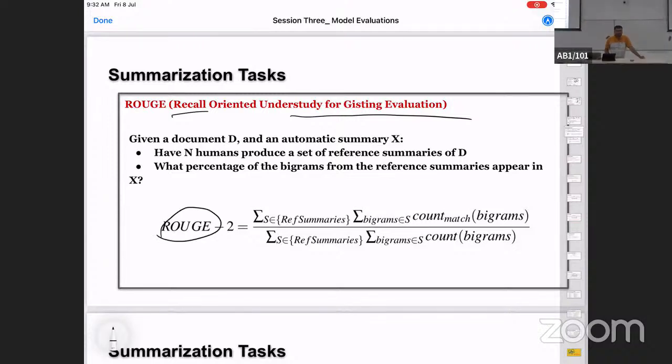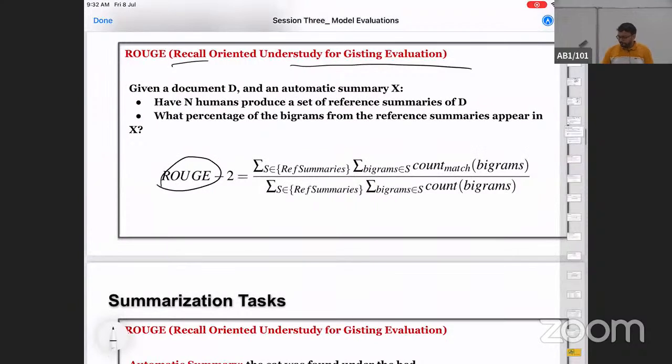Okay, so what it does is the following. I'm talking about this ROUGE-2. ROUGE can have different forms. ROUGE is just a metric. I can call it ROUGE-1, ROUGE-2, ROUGE-3. I will tell you what this 1, 2, 3 represents. And then there are other forms of ROUGE also. Okay, what it says is the following.